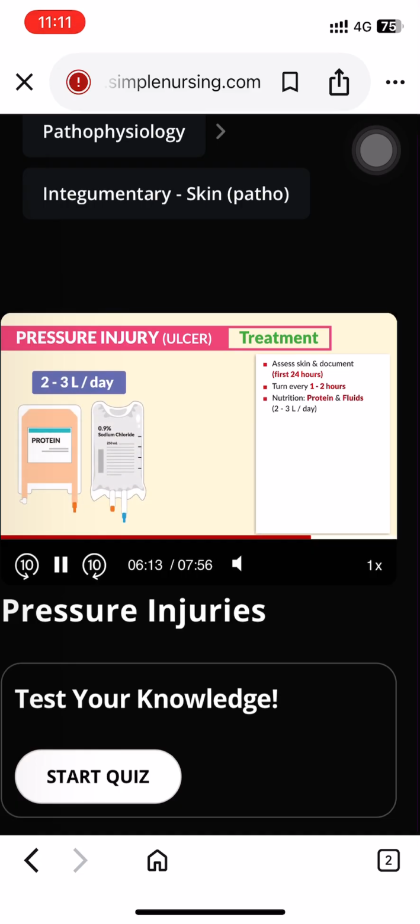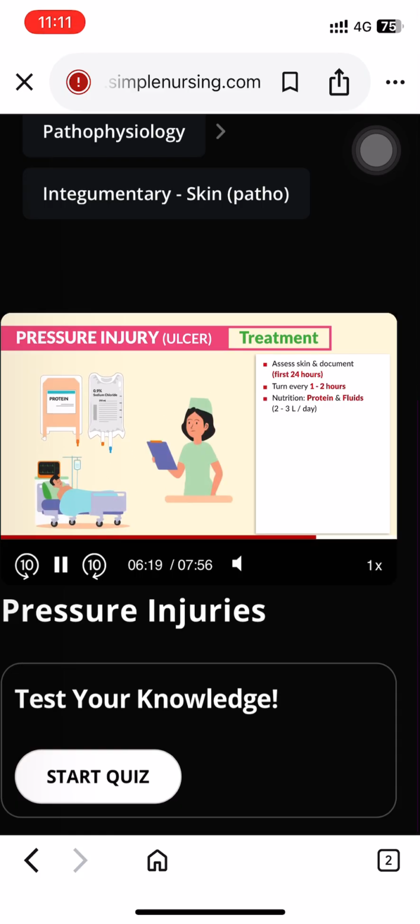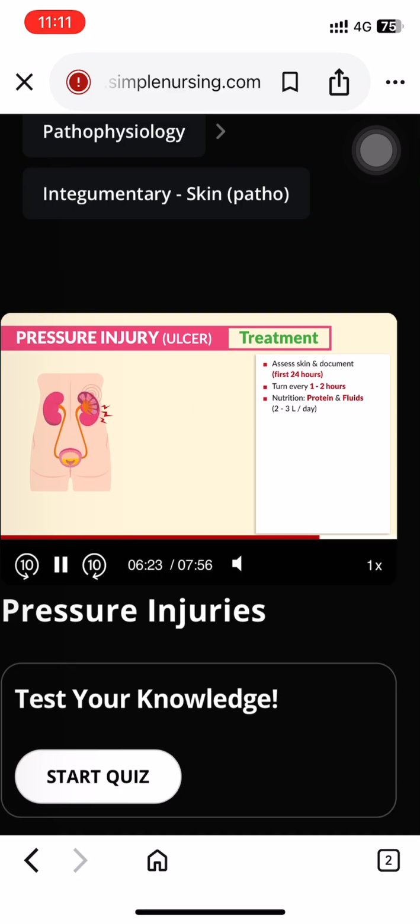Now, in terms of nutrition, protein and fluids are priority here. So fluids at least 2 to 3 liters per day. This helps to build and maintain healthy tissues. Now, how do we know if the client has adequate fluids? Well, we monitor urine output. So write this down here. Urine output 30 mLs per hour or less.